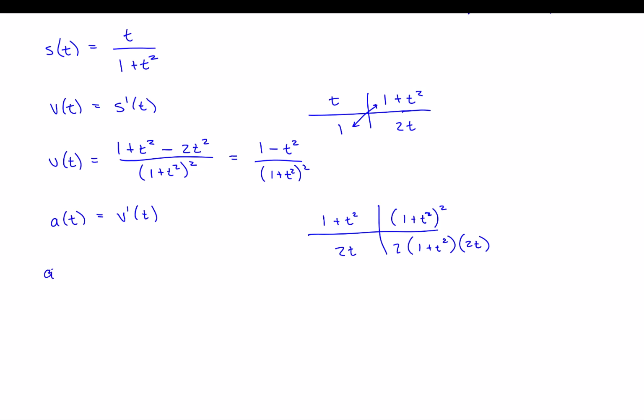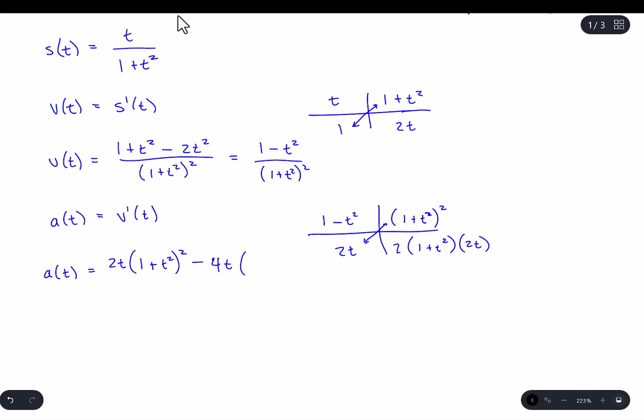So the acceleration function then is going to be the product of these two items. So that's 2t times 1 plus t squared quantity squared minus the product of the remaining two boxes. So this would be 2 times 2t. So I'm going to write that as 4t times, are these both 1 plus t squareds? Oh, no, it looks like I made a mistake. So the numerator was actually 1 minus t squared, which actually changed that sign. So this is a negative.